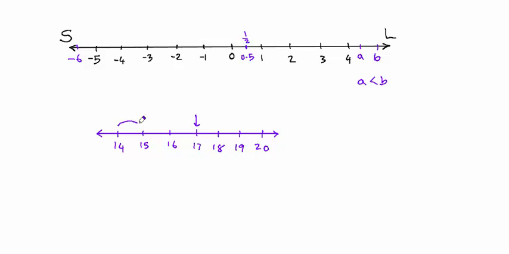It's 3 integers away from 14 and 3 away from 20. And that's exactly how the number line can help us visualize or picturize the numbers.